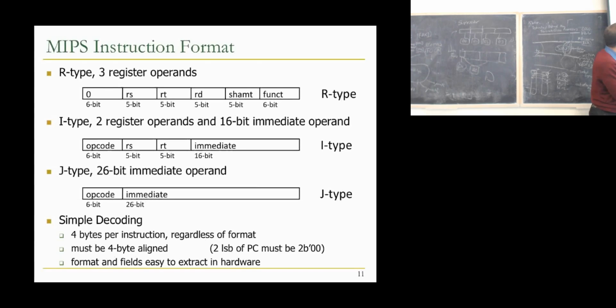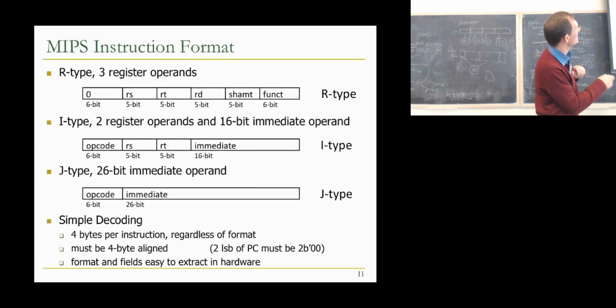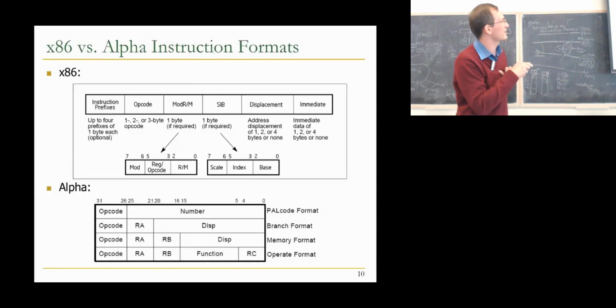It's simple decoding. You have 4 bytes per instruction, regardless of the format. It must be 4-byte aligned. Basically, 2 least significant bits of the program counter must be 0, 0. And format and fields are easy to extract in hardware. And multiple instructions are easy to decode. Whereas you can see that multiple instructions would be horrible to decode with x86, right? OK. And this is what you need to deal with, at least partially.